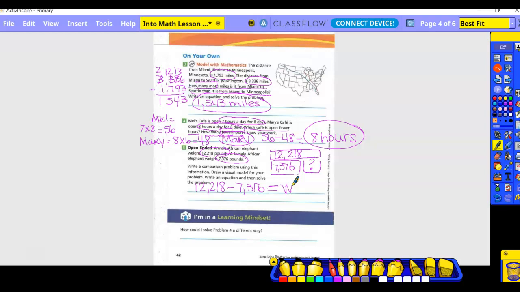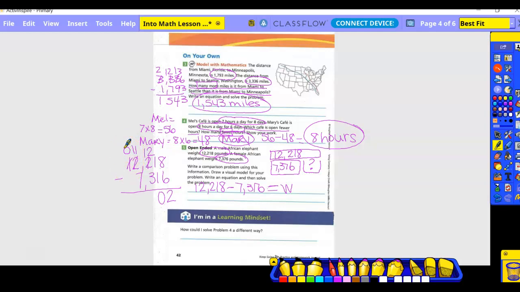Okay, all right, so I'm going to write it vertically. 12,218 minus 7,376. So 8 minus 6 is what? 2. 1 minus 7, or rather, this 2 becomes a 12. This 2 becomes a 1. And I take 7 from 1. No, so it becomes an 11, and this becomes a 0.